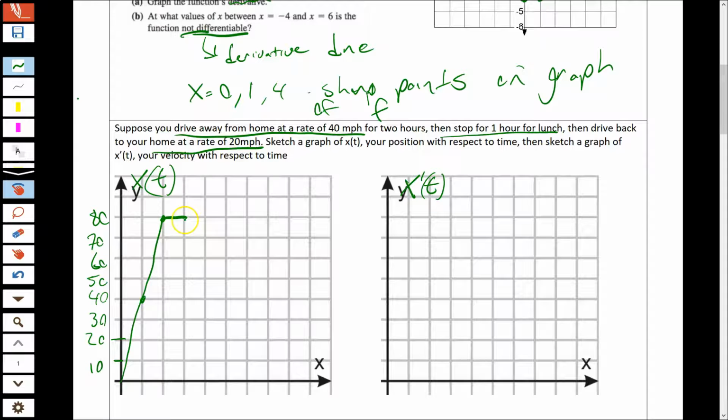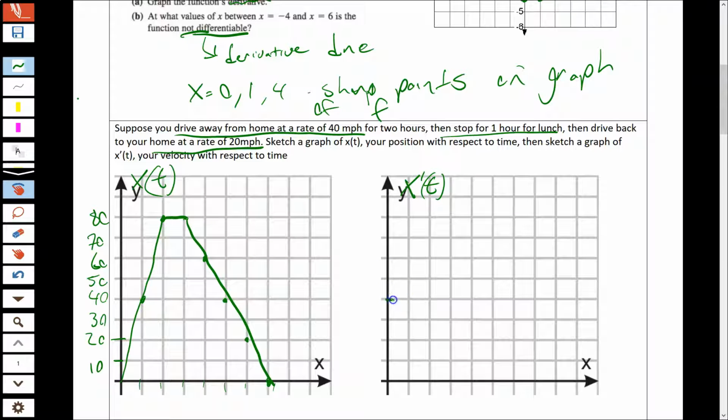And then I drive back home at a rate of 20 miles per hour. Well, that's the slope of -2 on my scale, right? So there's my distance graph. And then I end up at home at 7 hours, the time it takes me to get back home. My velocity graph is then going to be the slopes of each of these little line segments.